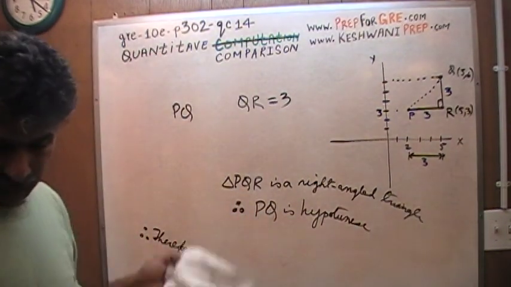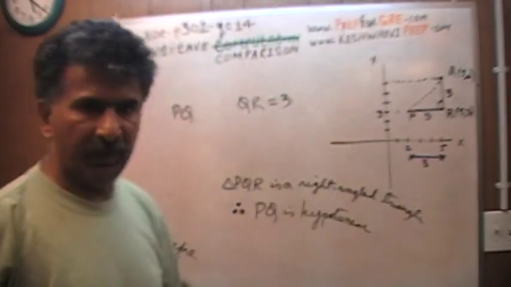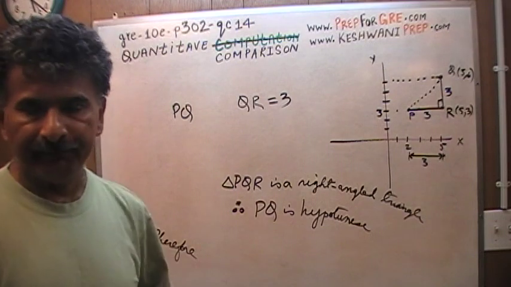I don't know how to spell hypotenuse. I know I should, but I don't. I don't care how it's spelled. It's hypotenuse. So what's the next step?